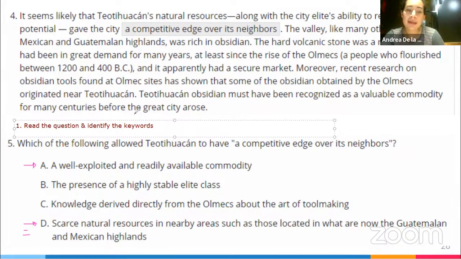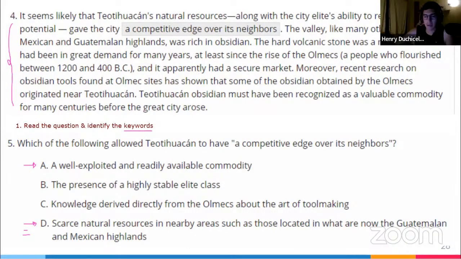Now, what do I mean by keywords? Keywords are words about the paragraph that you feel are important. In this case, they are saying, which of the following allowed the Teotihuacan to have a competitive edge over its neighbors. What would you say the keywords are? The keywords will be competitive edge over its neighbors.